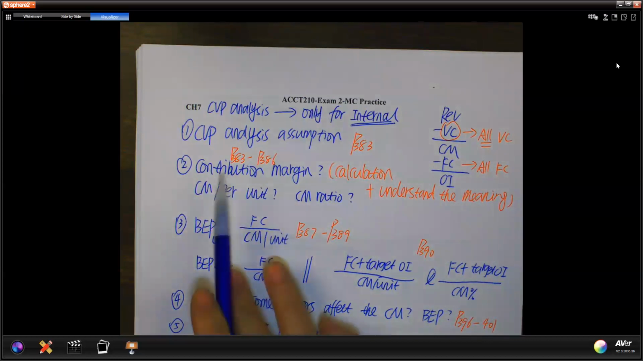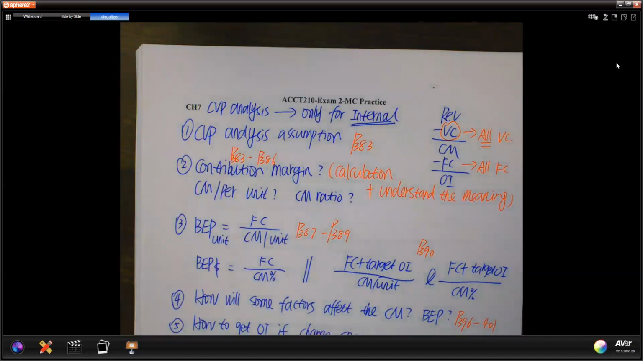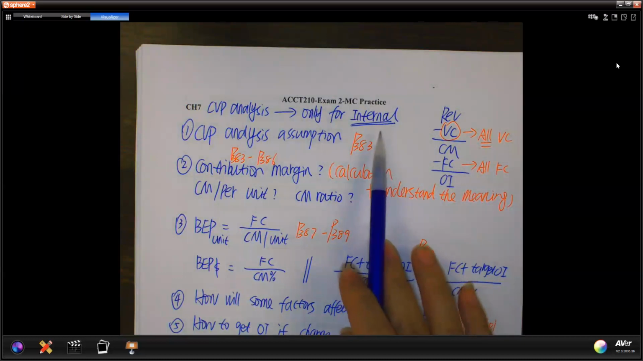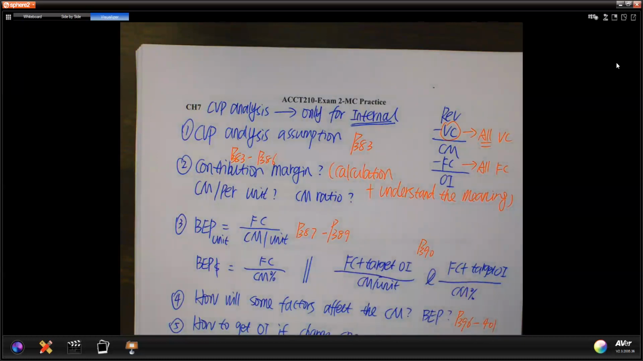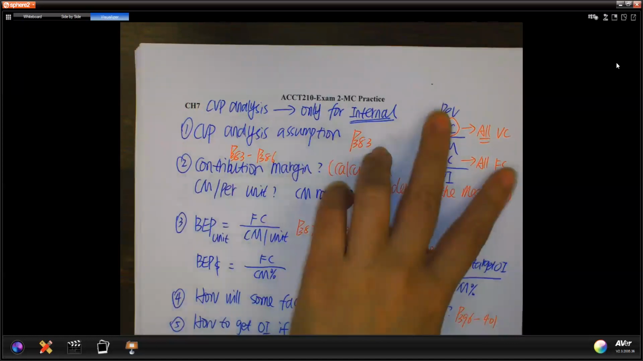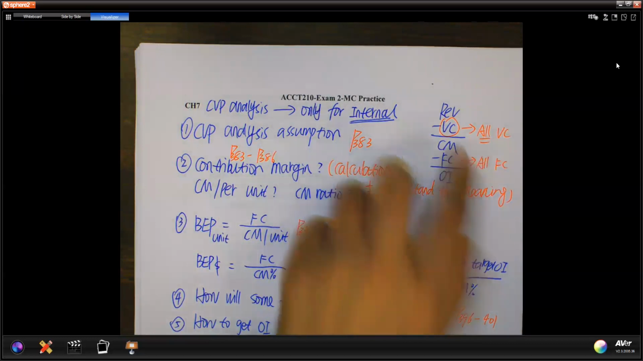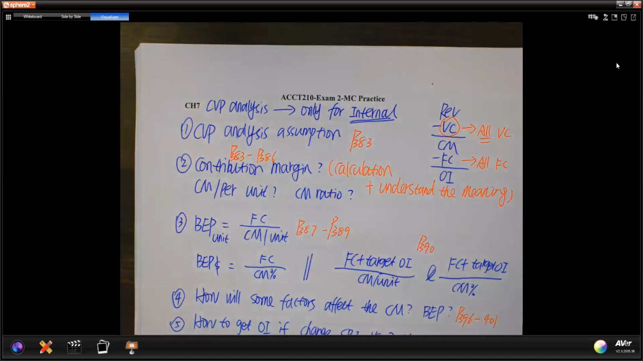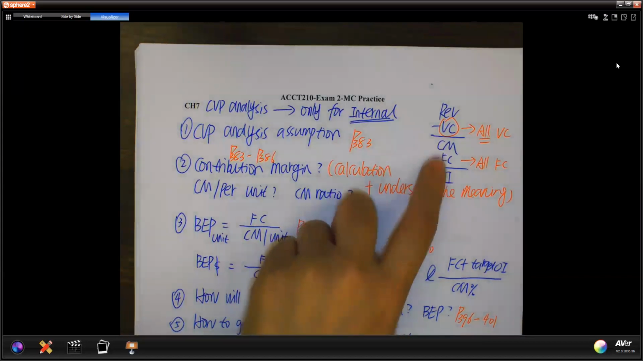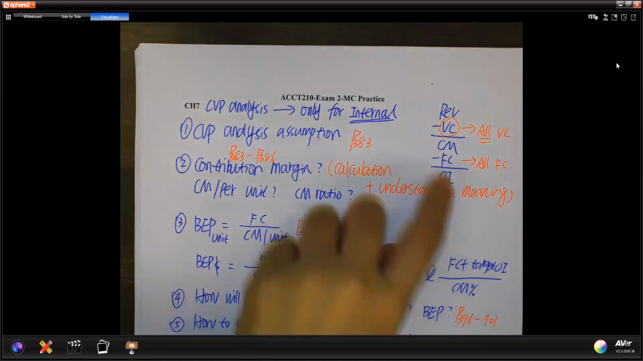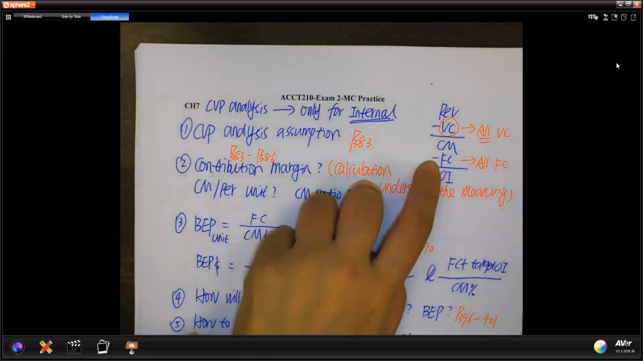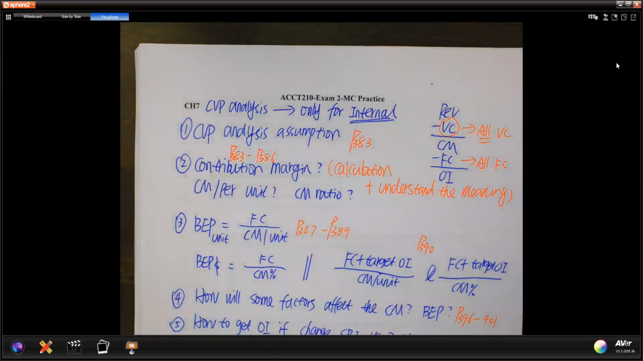Okay, chapter 7 is talking about CVP analysis. You have to know that it is only for internal use. For external reporting, you have to use the absorption costing method. CVP is basically where we separate our costs into variable cost, all of the variable cost, not just manufacturing but also other operating costs, sales commission, those things. Revenue minus all variable cost gives us our contribution margin. We minus the fixed cost, and we get our operating income.